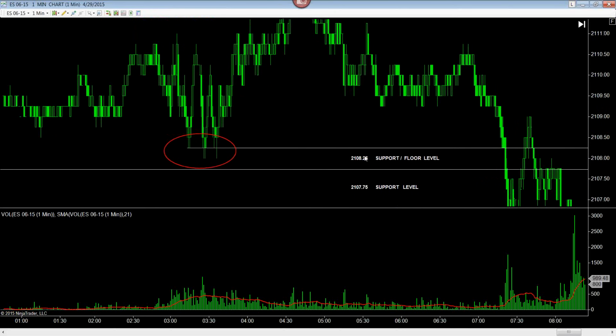This 2108.25, a half a point below the 2108.75 15-minute level, was dictated by exactly this bar located at 3:27 a.m. That's 03:27 hours and 4/29/2015. That closing price is 2108.50 right here. So therefore, 2108.25 at this point would be the support level and getting through by a quarter of a point in order to be short.